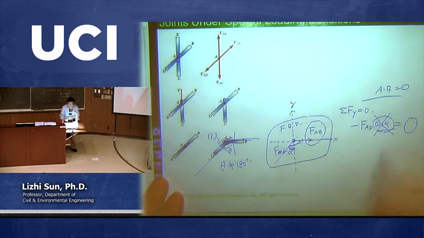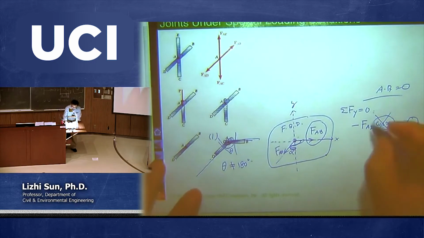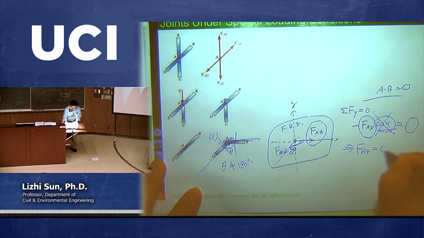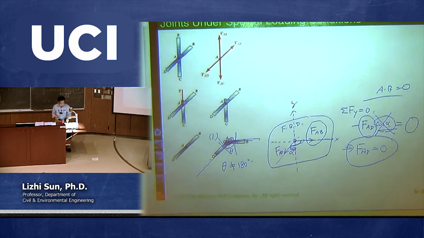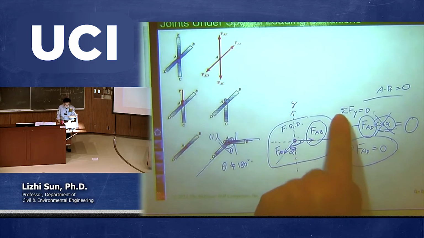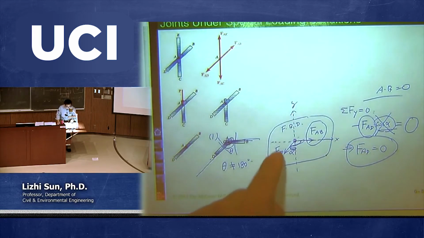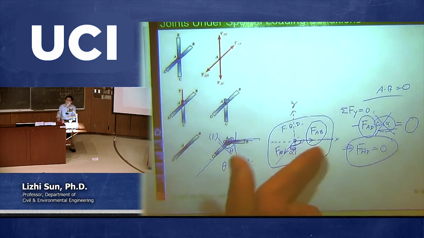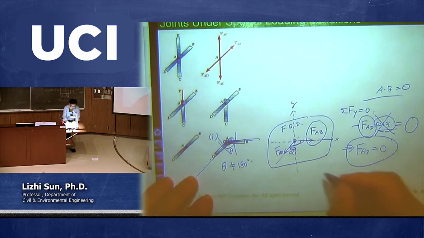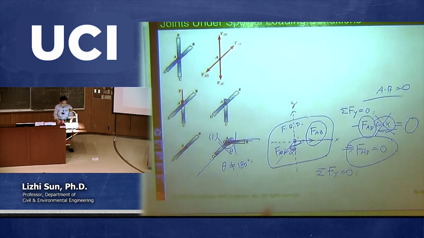If this one is impossible to be equal to 0, then the only thing to make this equation equal to 0 is FAD equal to 0. Okay? So that's why, first of all, by collecting all the forces in this y direction and setting them equal to 0, you'll find that FAD equals 0. If FAD equals 0, then obviously FAB must be equal to 0. Or in other words, you can collect another force equation in x, and this time you only have FAB, then FAB equals 0 as well.